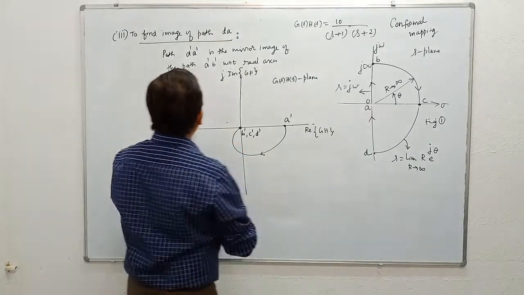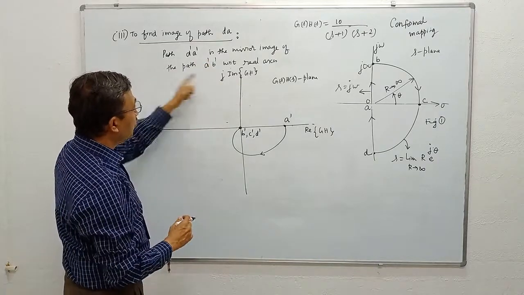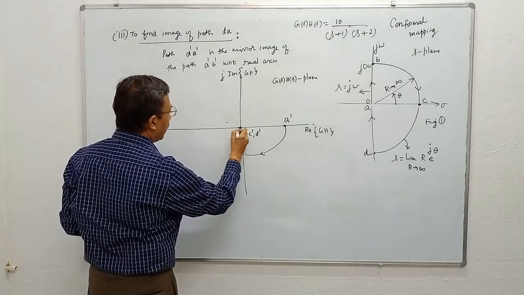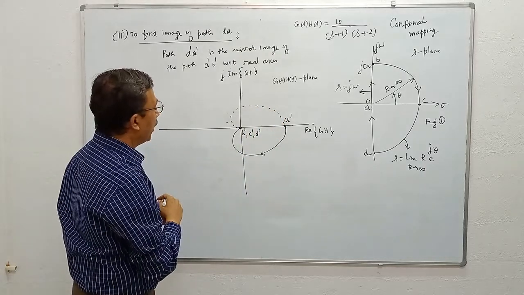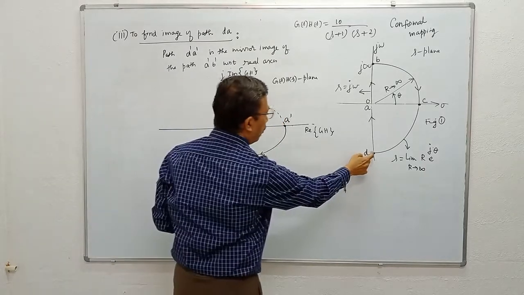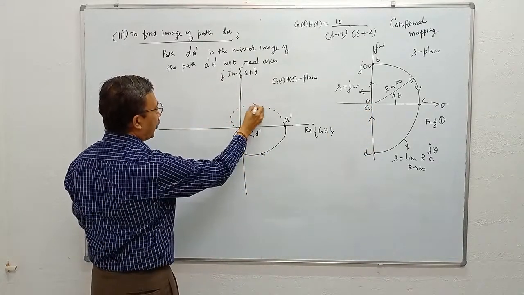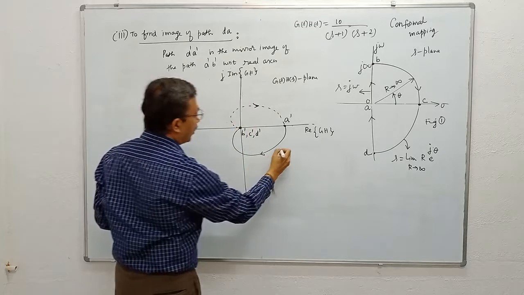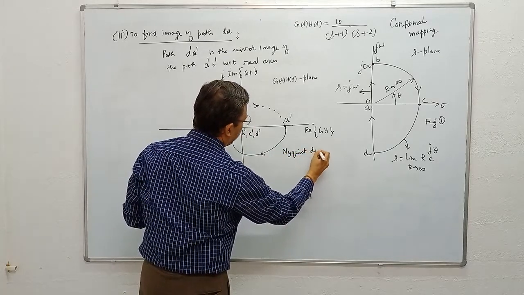Then D dash A dash is the mirror image of the path A dash B dash with respect to the real axis. Here the arrow is from D to A. Therefore, in this figure the arrow should be from D dash to A dash. This figure is called the Nyquist diagram.